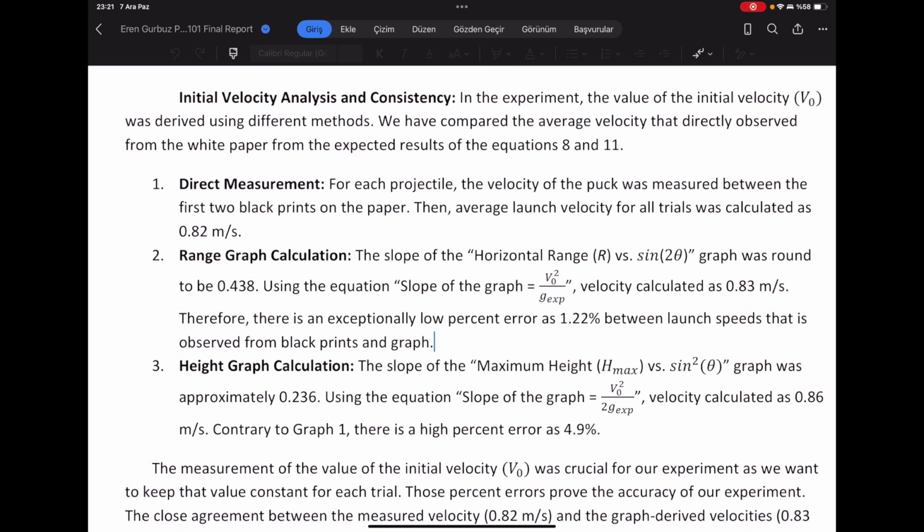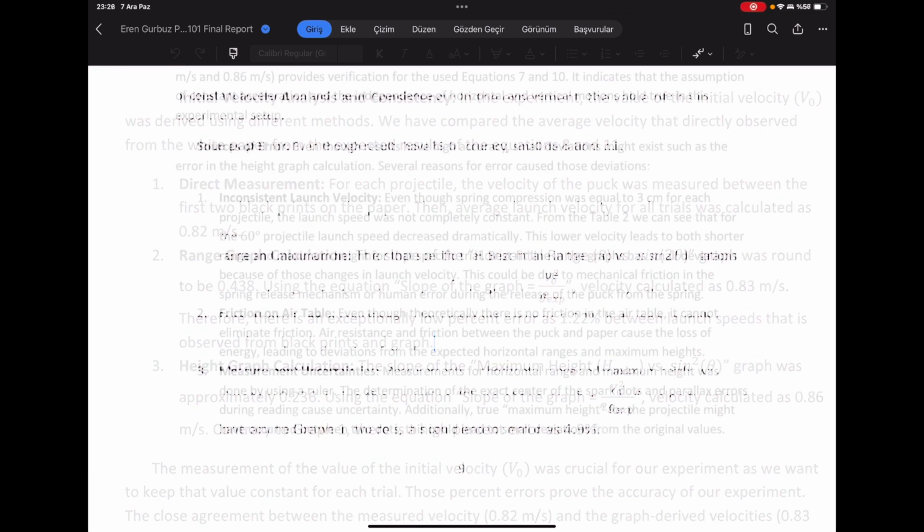Even though we have some uncertainties, we have measured the initial velocity of the projectile motion with different methods and we have not seen a high percentage error. This proves the accuracy of our experiment.